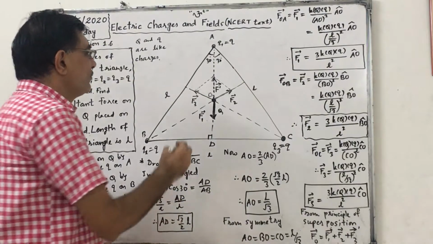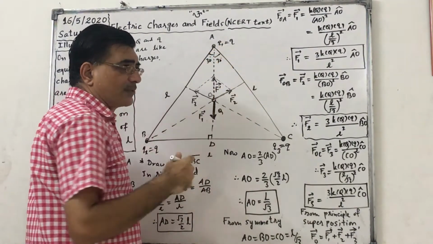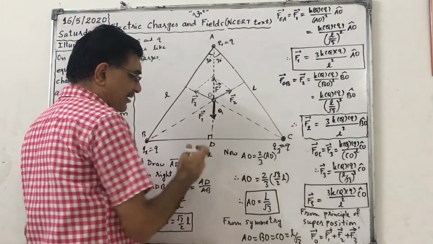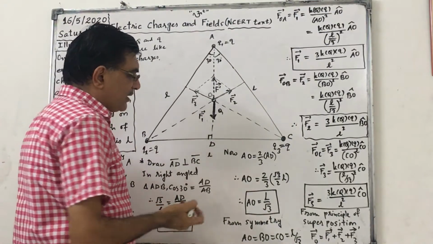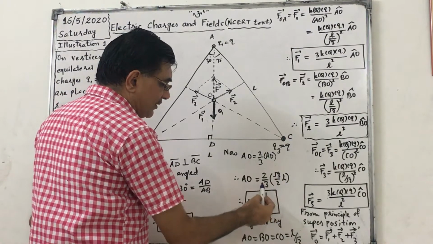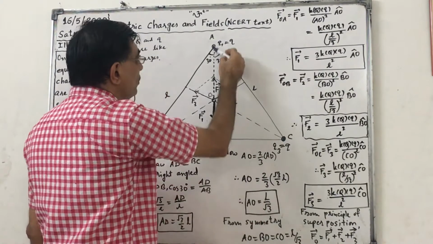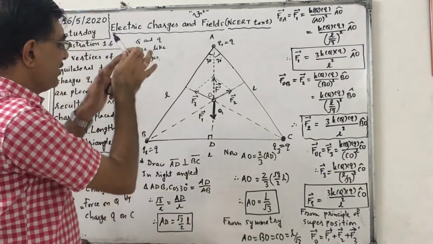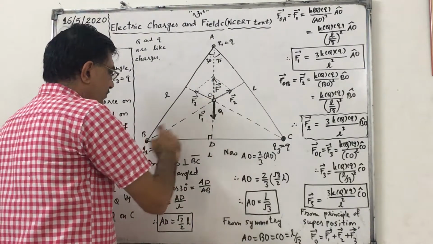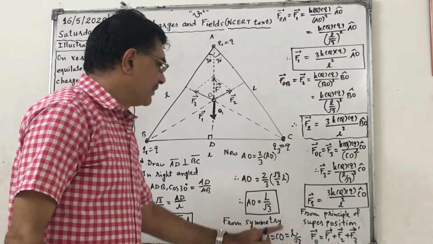Now we have to find AO, this distance, because in Coulomb's law we need distance. So AO will be equal to 2 by 3 of AD. Simple geometry. So AO equals 2 by 3 times the value of AD, which is root 3 by 2 l. The 2 cancels, and root 3 by 3 is 1 by root 3. So the total is l by root 3. That is AO. Now this is an equilateral triangle and everything is symmetric, so AO equals BO equals CO, all are l by root 3 from symmetry.